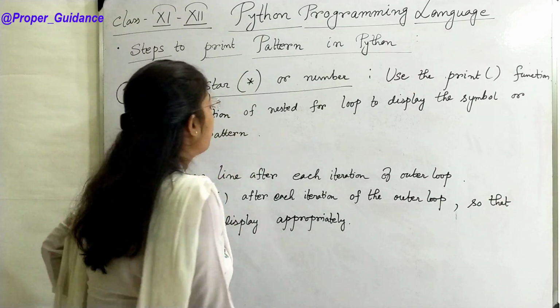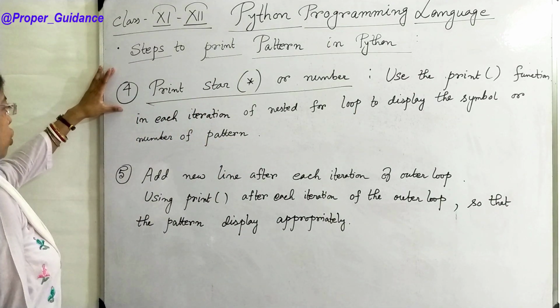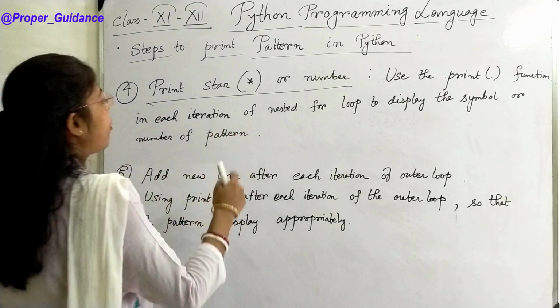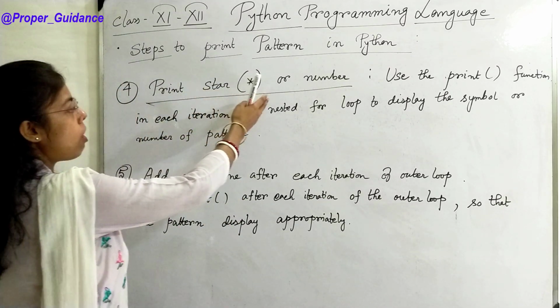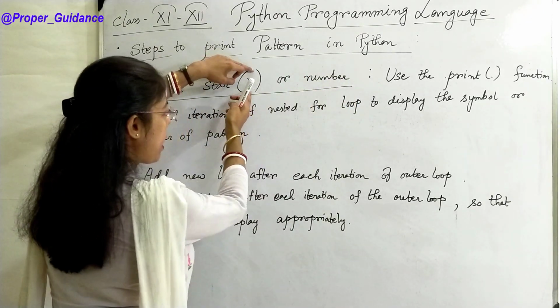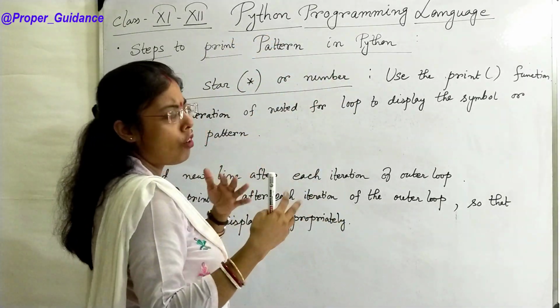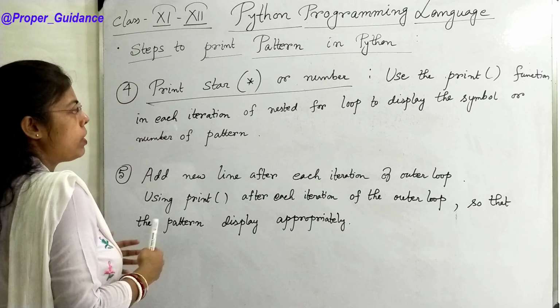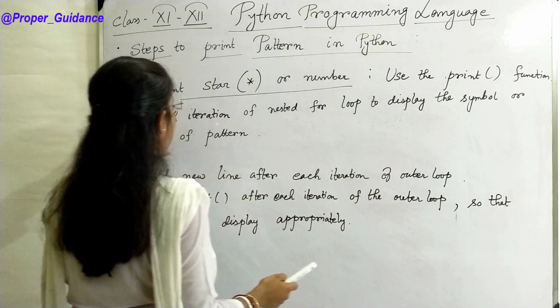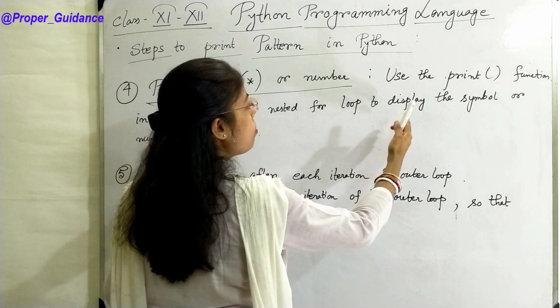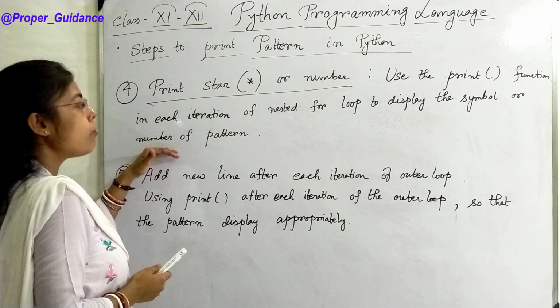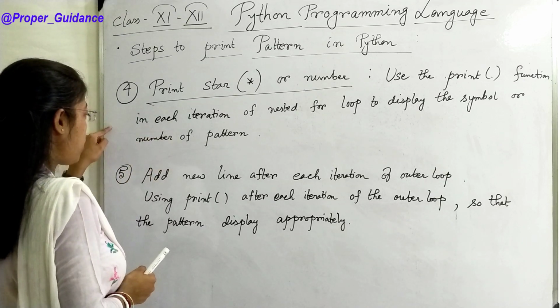Here we are with 2 more points for patterns in Python. Rule number 4, print a star or number. Star means the asterisk symbol, or a number 1, 2, 3, or any letter A, B, C, D, all those things. Use the print function in each iteration. You have to use the print function in each iteration of the nested for loop to display the symbol or number of the pattern. Okay, this is point number 4.